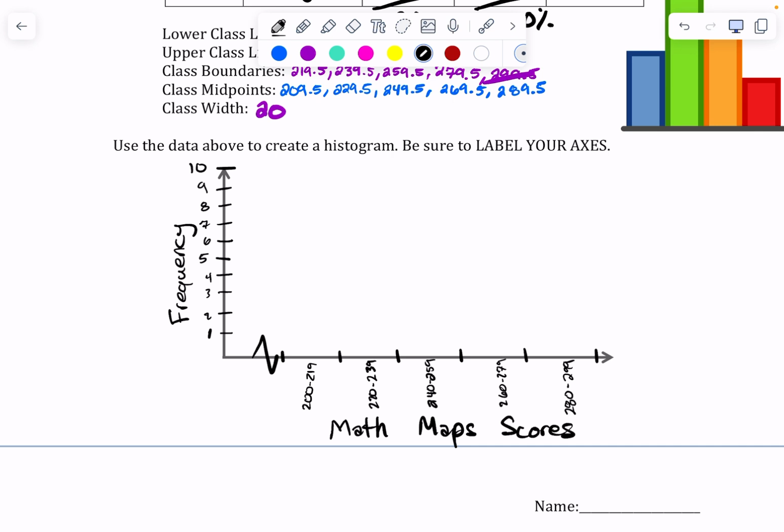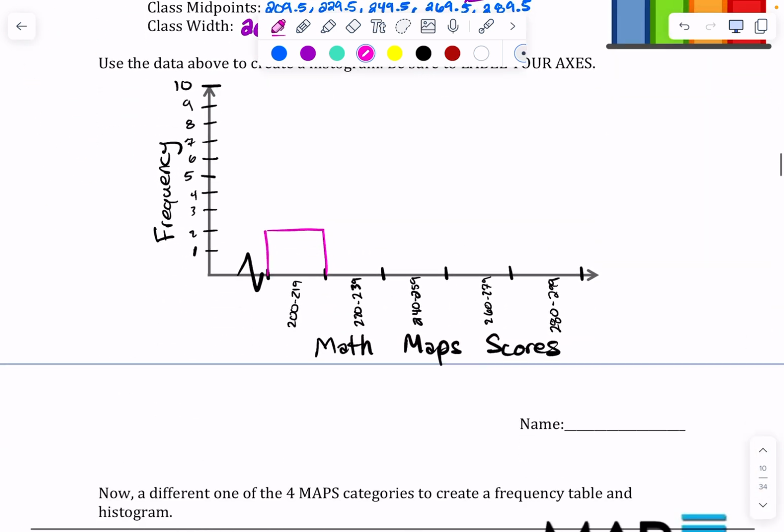Okay, please pause for a moment. Beautiful. 260 to what? 260 to 279. Okay. 280 to what? 299. Then what? 2 in the first category. Then 9, 7, 3, and 7. Oh, heavens to Betsy.